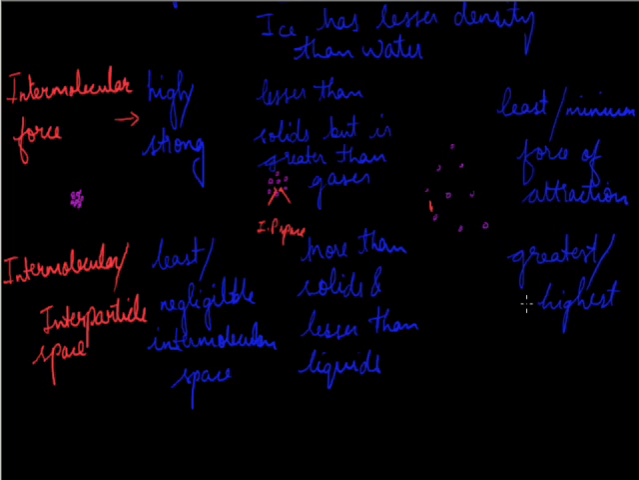This was a brief introduction about the states of matter and how we can distinguish between them, on what basis. So we can say that on the basis of these properties we can distinguish between the three states of matter, and these are the basic properties which we are going to deal with.